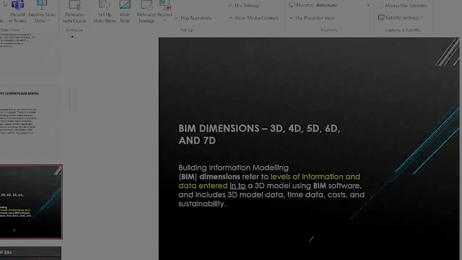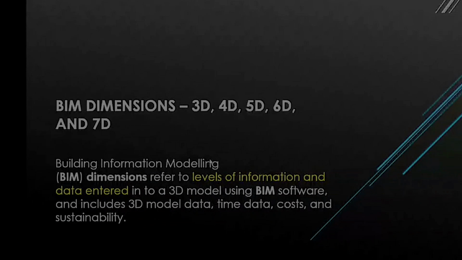So now let's see the various dimensions in them. Let's start with 3D, then 4D, then 5D, 6D, and then 7D. So what is 3D? X-axis, Y-axis, and Z-axis, right?